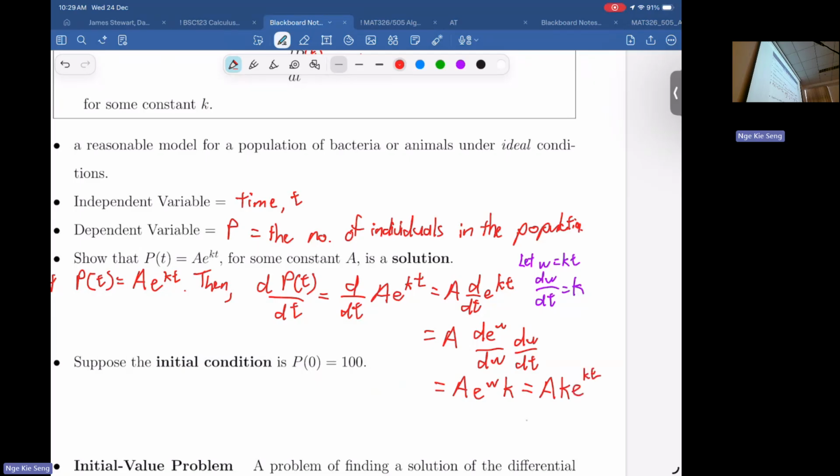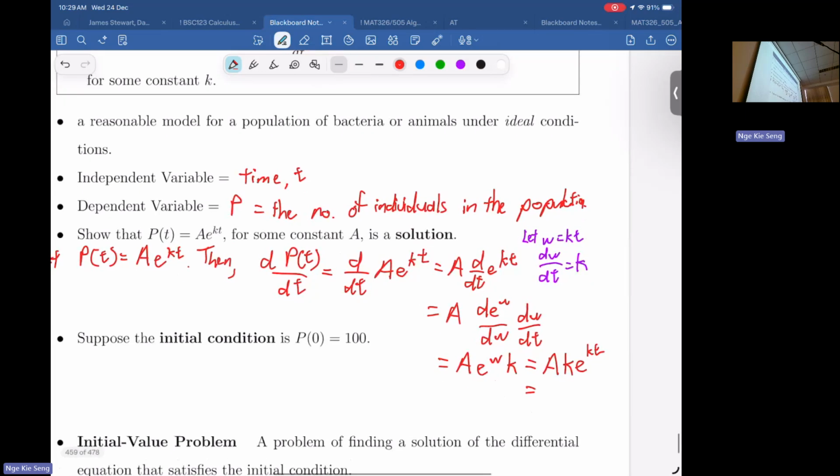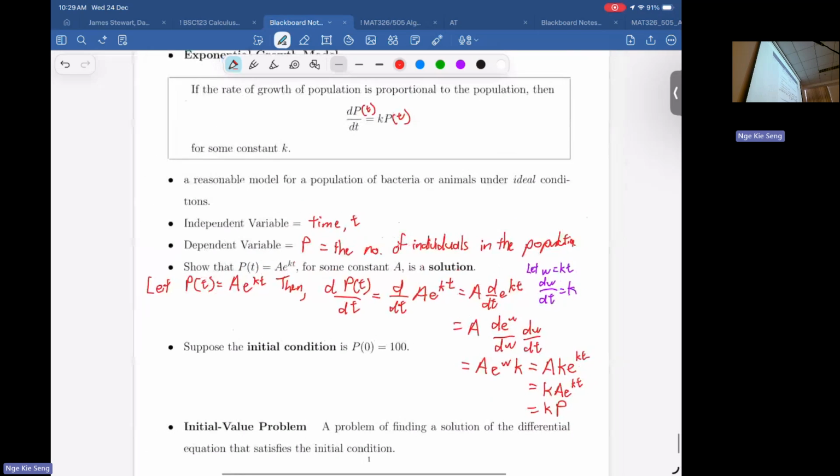But we can write this more compactly, so we can combine A times e to the kt, which is P. So we verify this differential equation. Does that make sense? Any questions so far? No? Okay, good. Feel free to ask if you have any questions.